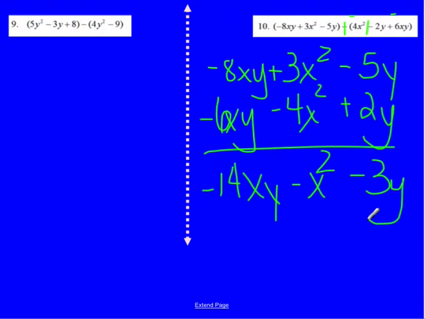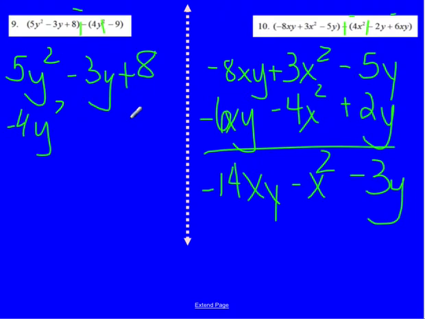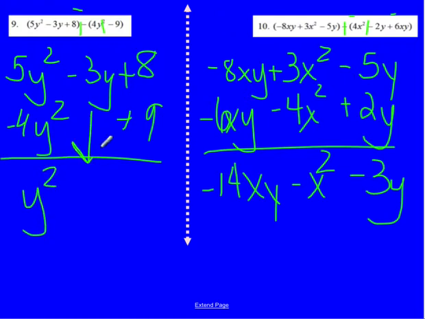Just for practice's sake, let's set up number 9. We're going to distribute that in. So we have 5y squared minus 3y plus 8. Now I'm going to set up my columns. I changed the signs of everything, so this is going to be a negative 4y squared, and then the 9 is going to become positive. Now we can add down our columns. 5y squared minus 4y squared is going to give us y squared. We're just going to bring that 3y all the way down, and then 8 plus 9 is going to give us 17.